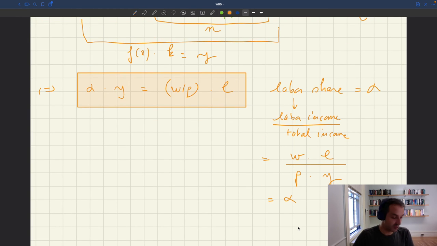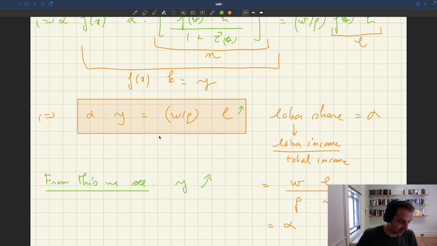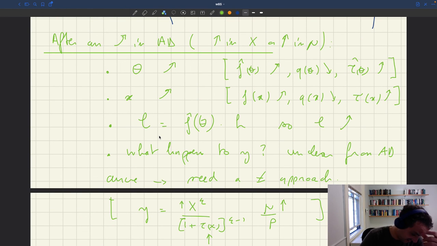But this equation will allow us to see what happens to output. With a positive aggregate demand shock, we know that employment goes up and the real wage doesn't change. So output has to go up, because if employment goes up with the same real wage, labor income goes up, but the labor share is constant, so output has to go up. So from this, we see that output goes up, and this completes our comparative statics. What we learn is that y goes up. After a positive aggregate demand shock, everything goes up.